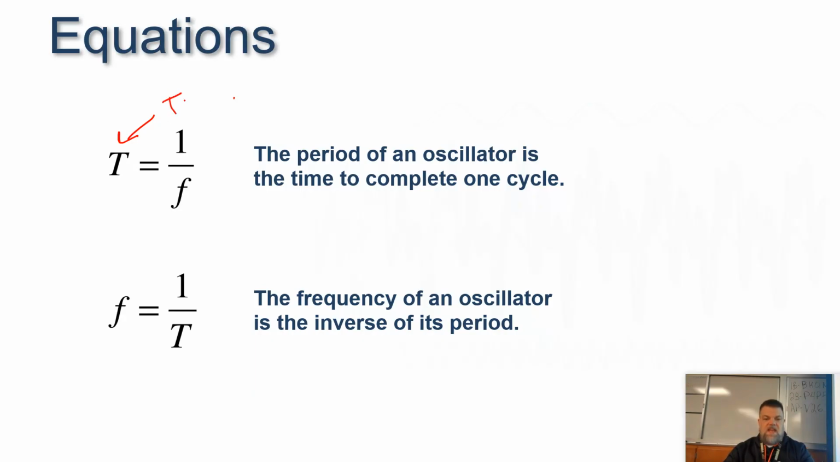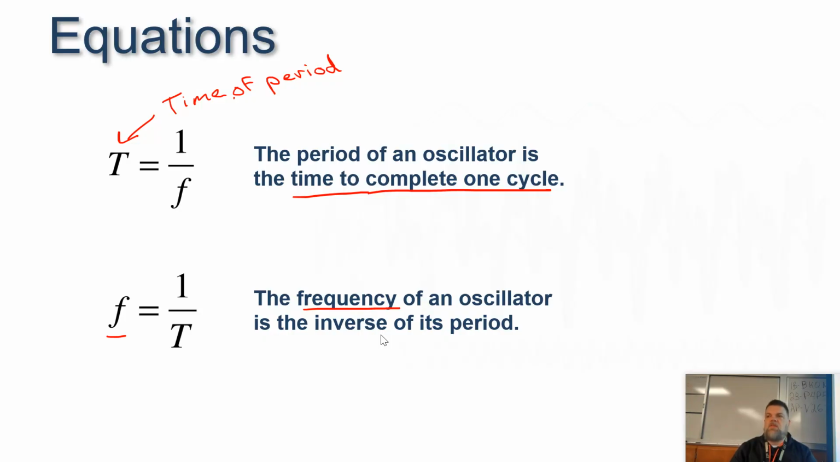So this is the time, capital T, time of period. Basically how much time it takes to complete one cycle. And then F is just the frequency. So that's a mathematical relationship between the time it takes to complete a cycle.